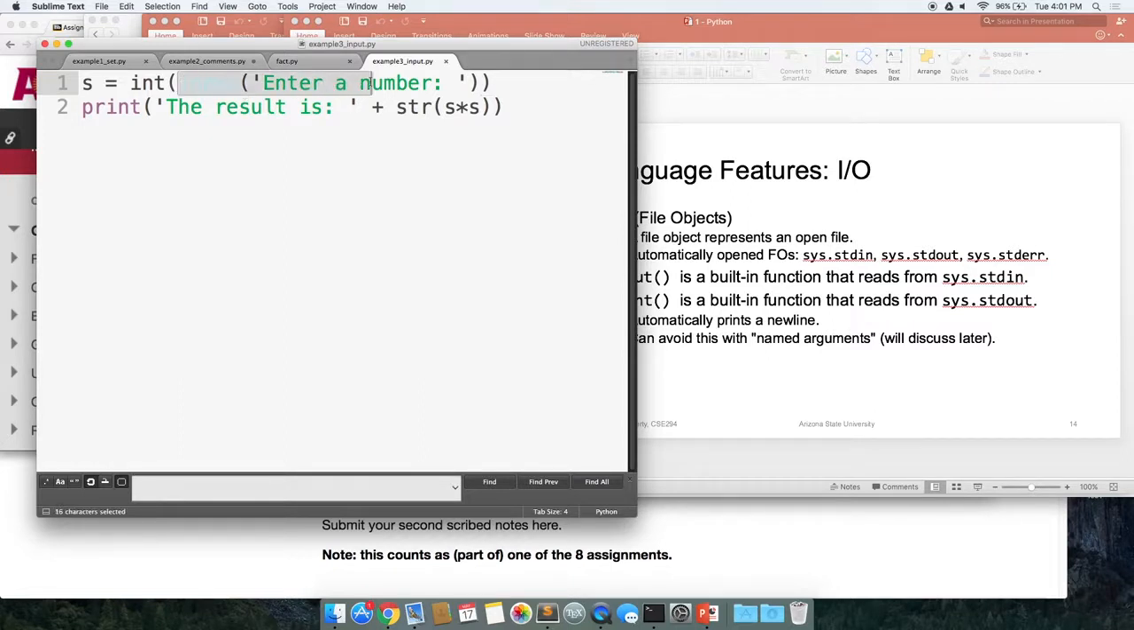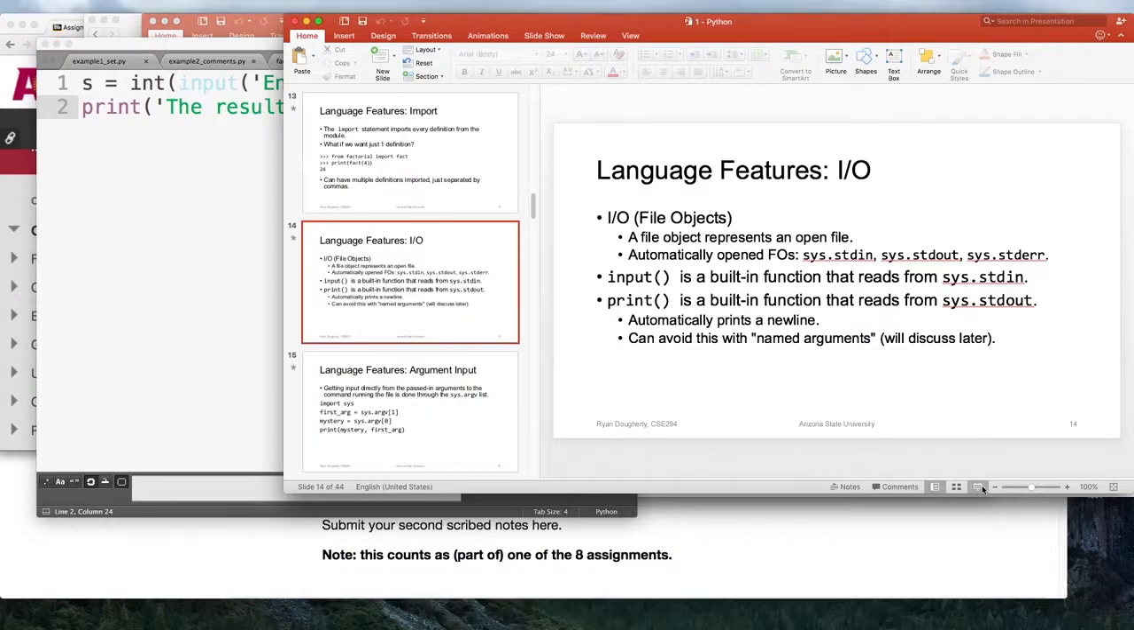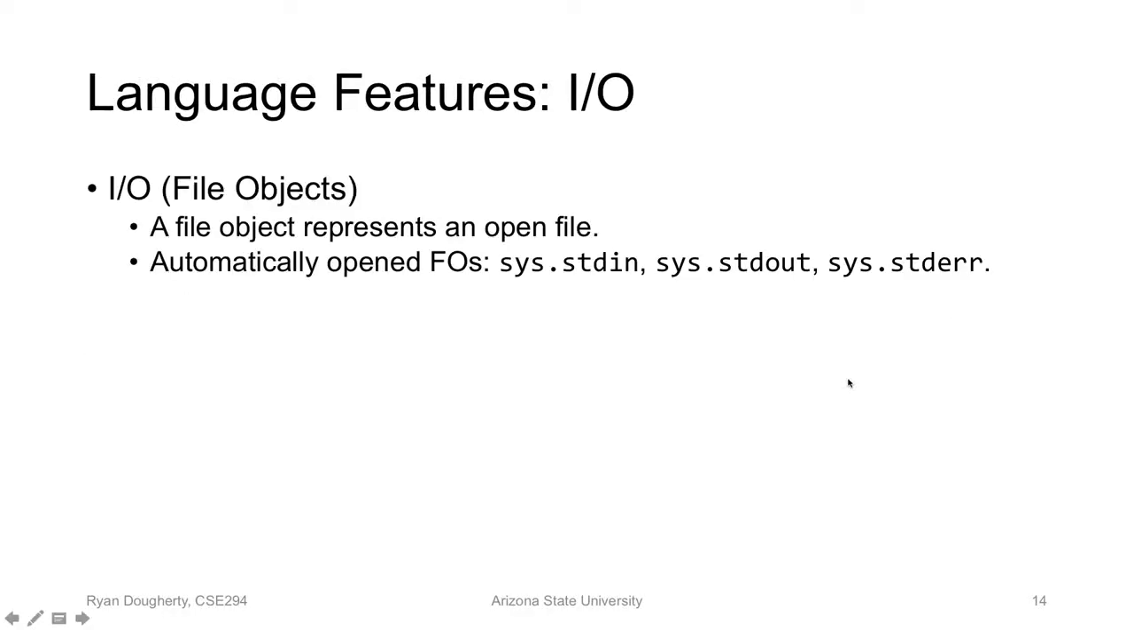So when we entered a number, it was passed to the int function, which converted it to an int. And we called print and passed in. We wanted to compute the square of the number, so we called s times s, but we couldn't concatenate the string with the result, so we just passed it to str in order to get concatenation working. Okay. Cool. So we covered input.